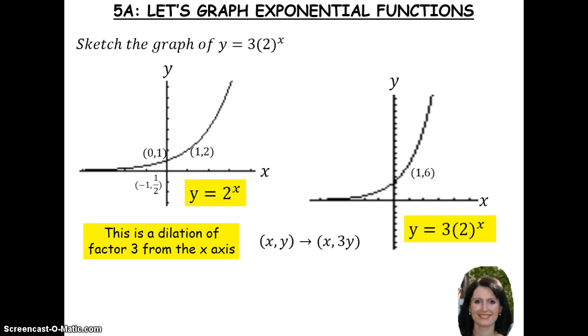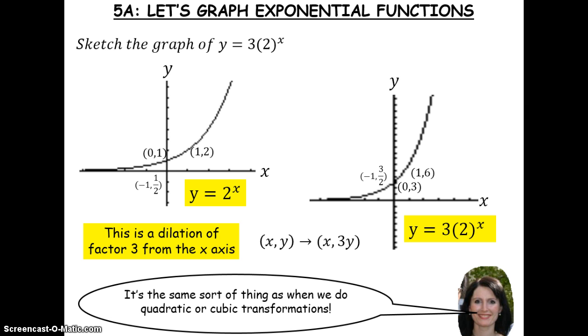Our point (1, 2) becomes (1, 6). Because x stays as x, and y becomes 3y. So 2 becomes 3 times 2, which is 6. Our point of (0, 1), x stays the same, so 0. Y becomes 3y, so 3. Our point of (negative 1, a half) becomes negative 1 for x because it stays the same, and 3 times a half, which is 3 halves. There it is there.